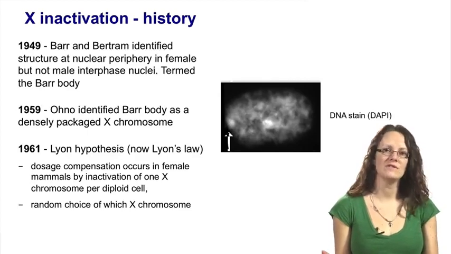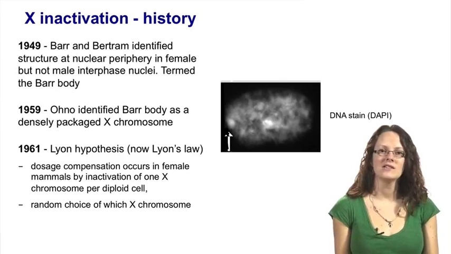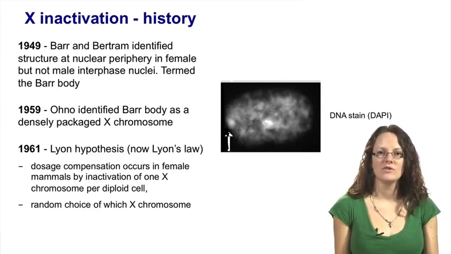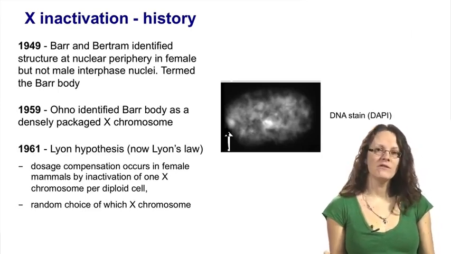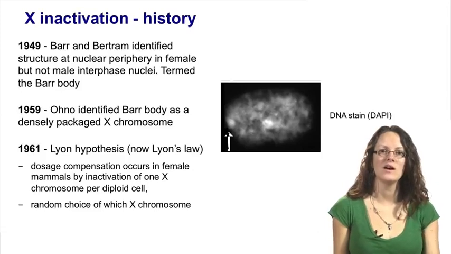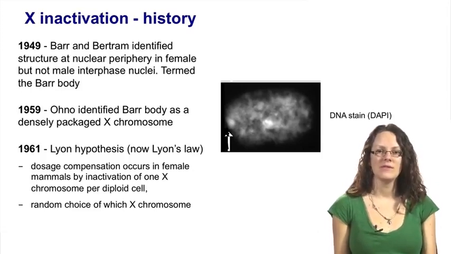So it was then in 1959 that Satsuko Ono discovered that this wasn't just any old region of heterochromatin, but in fact this region, which was exclusively found in female cells, was indeed an X chromosome. Then in 1961, Mary Lyon proposed that this X chromosome was inactivated in order to perform dosage compensation for male cells which had only one X chromosome in comparison with female cells that had two.